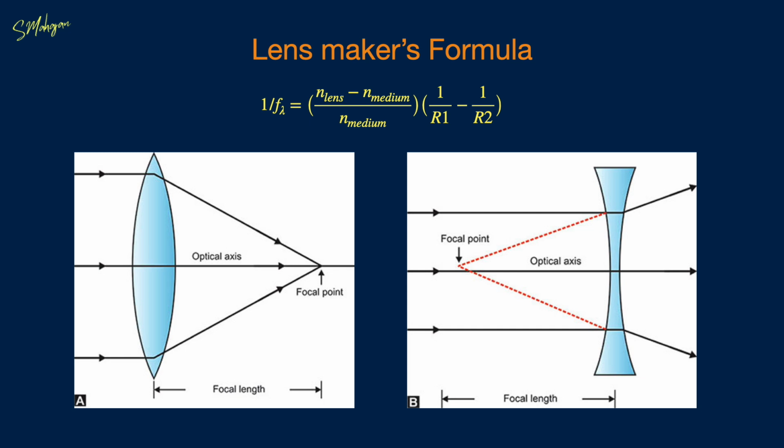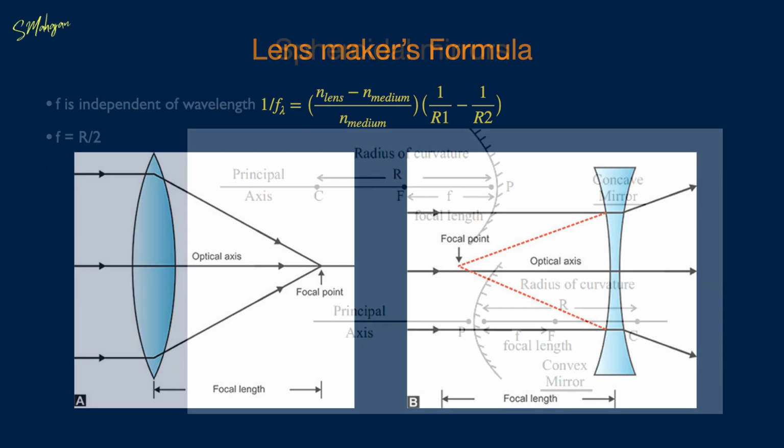For a converging lens, the focal length f is positive and for a diverging lens, it is negative. The lens maker's formula, as given here, assumes that light is traveling from medium 1, which is air, to medium 2, which is glass. The n is the refractive index and capital R represents the radius of curvature of the lens in each case. The refractive index of air is 1. This equation gives the relationship between the focal length of a lens and the refractive index of the medium.